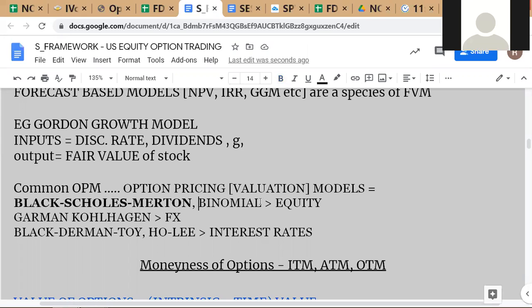Then you have another very important model, which is the binomial model. All right, so these are normally used for equity options, but binomial can be used for others also. Some of the other famous option pricing models, which you can remember, so you will know that when people are referring to these terms, this is what they mean. So Garman-Kohlhagen for FX options. There is one for interest rate options. One is Black-Derman-Toy, and one is Ho-Lee interest rate option model. So these are some of the option OVMs.